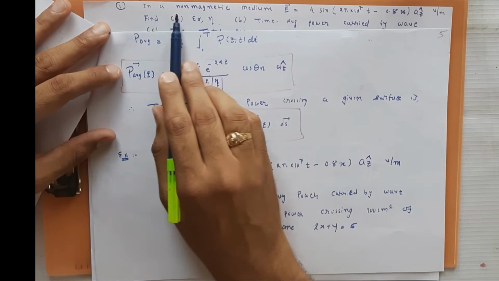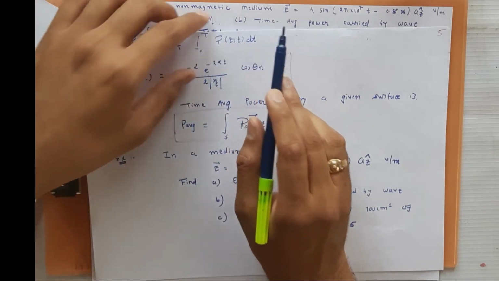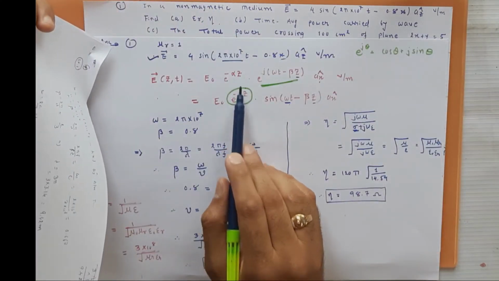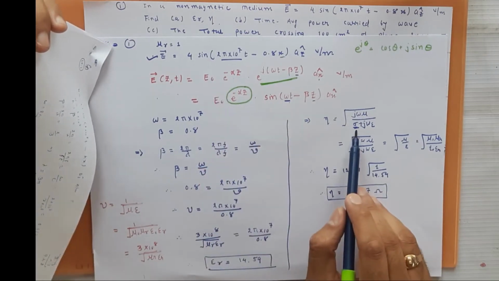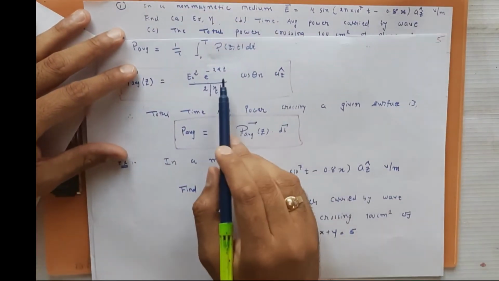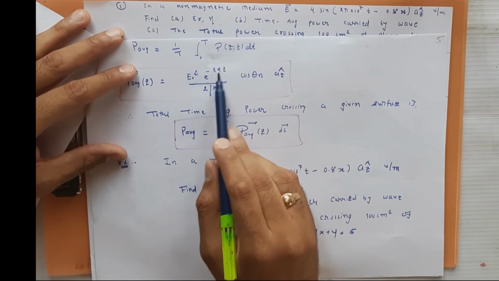But here the medium is a non-magnetic medium. If I compare here, alpha is equal to 0, attenuation is 0, so conductivity is 0. Attenuation constant alpha is equal to 0, so e raised to 0 is 1.